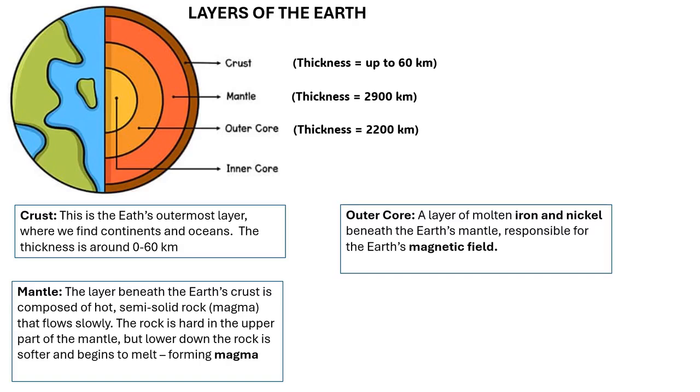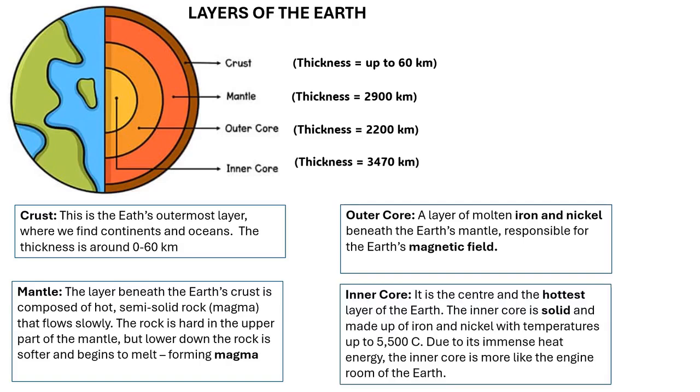Then you get the next layer which is called the outer core. This layer is found beneath the mantle. Now the outer core is 2,200 kilometers thick. It's also a very thick layer. It is made up of molten iron and nickel, and the outer core is also responsible for the Earth's magnetic field. Then the most inner layer is called the inner core. It is the center layer. It is also the hottest layer of the Earth.